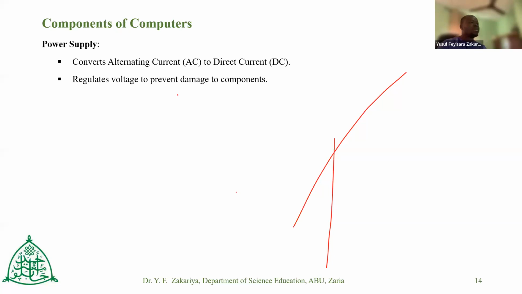So our power supply, I was talking about direct and alternate current. The direct current is the one provided by the Kaduna Electric. But when you put on your generator, you have the alternate current. So this alternate current is usually converted to direct current using the power supply. Then it regulates the voltage and prevents damage to your computers. Okay, good.